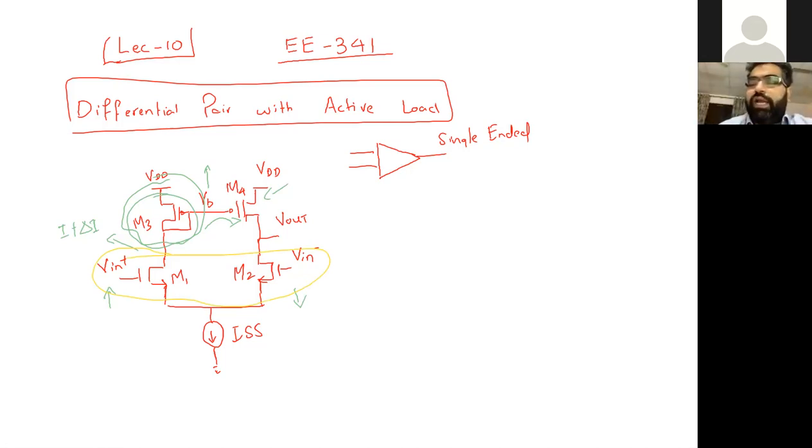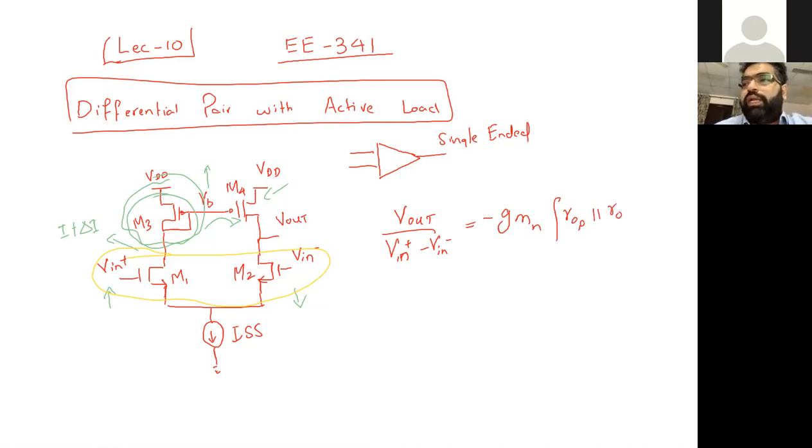At the end, we derived the relation between V out and V in plus minus V in negative. We concluded that the relation comes out to be minus GMN times the equivalent of ROP in parallel with RON.